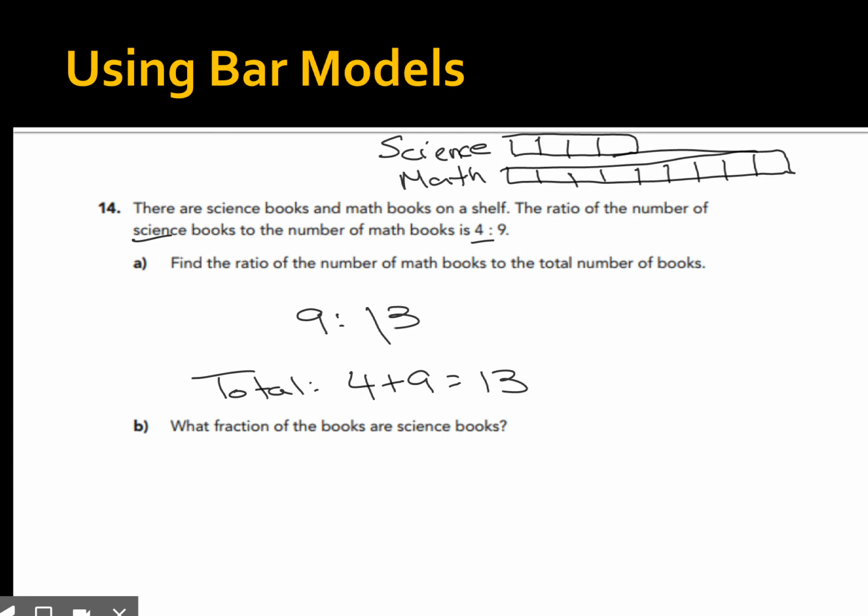And then what fraction of all the books are science books? So you'd have science over the total to answer that. And we know we have 4 science books out of a total of 13. So the fraction answer is 4/13.